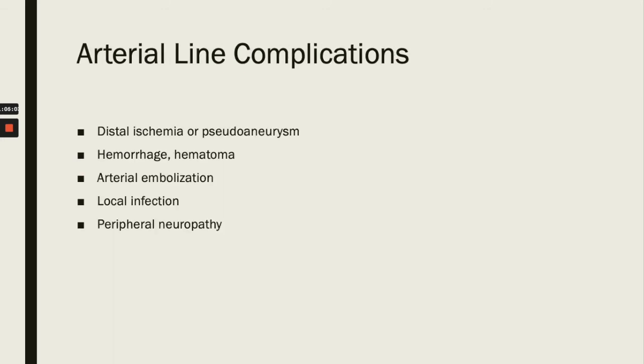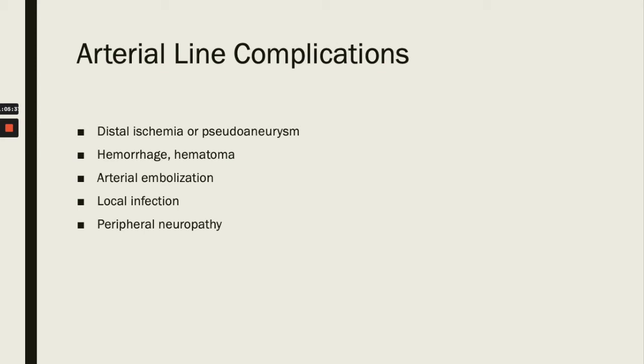Okay, so arterial line complications. We can see distal ischemia or pseudoaneurysm with arterial lines or upon insertion, hemorrhage or hematoma, arterial embolization, local infection, or peripheral neuropathy. Like I said, a lot of complications are relatively uncommon, especially in the radial artery, but anything is possible. And so these are the particular complications, as you can see.